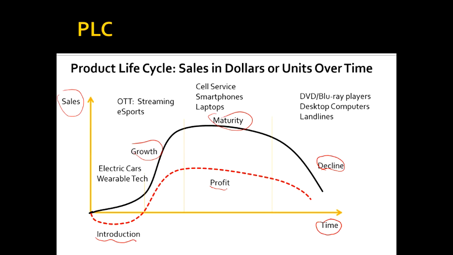In the introduction stage, electric cars are probably still in introduction. We really only see one brand on the road, that's Tesla. Even though they're selling pretty well, there's still a minority of cars on the road that are electric. Wearable technology, like in your clothing, has been invented and it's out there, but not many people are buying it. It will take a while for that to become popular, if it does.